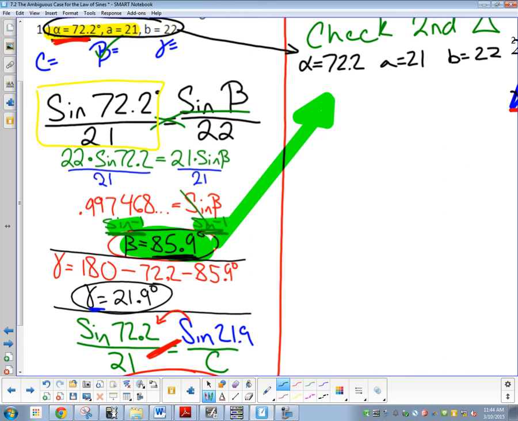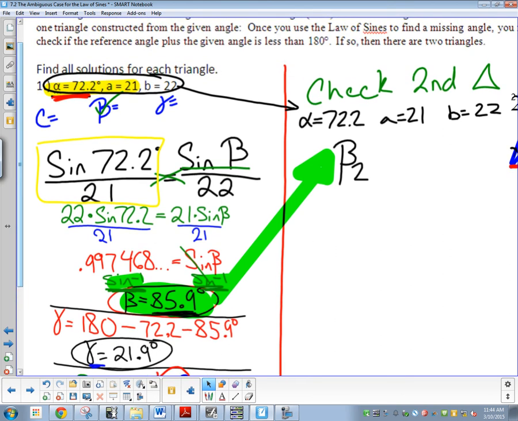I found beta first, so when I'm checking my second triangle, I'm going to find its evil twin, which in this case, I'm going to call beta 2. The second option for beta. Okay, I'm going to find beta 2. So when I find beta 2 here, we're going to find its evil twin.